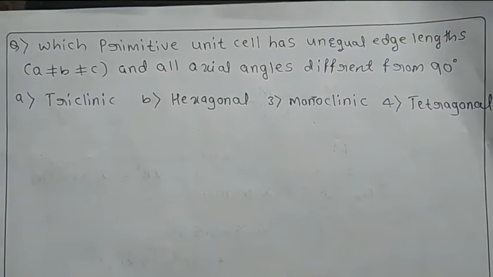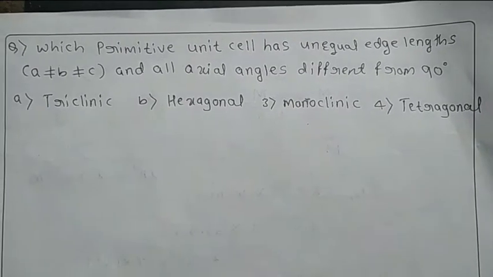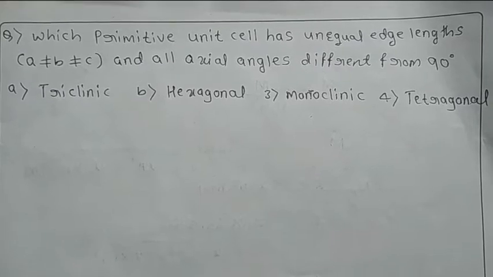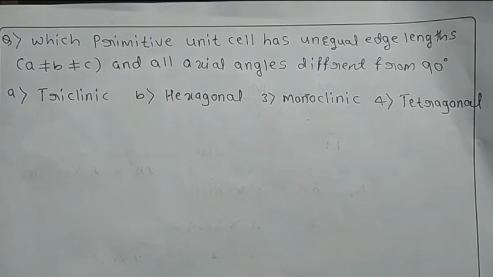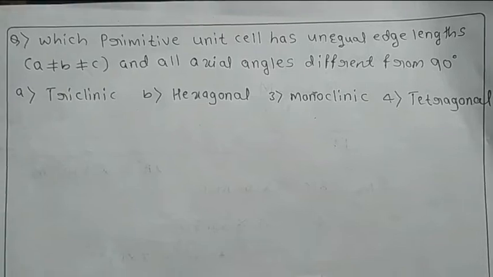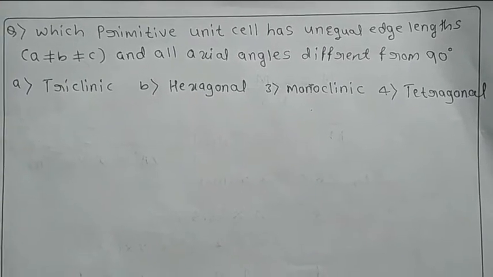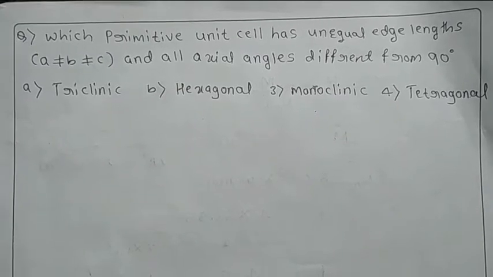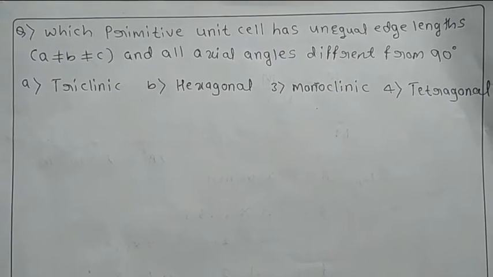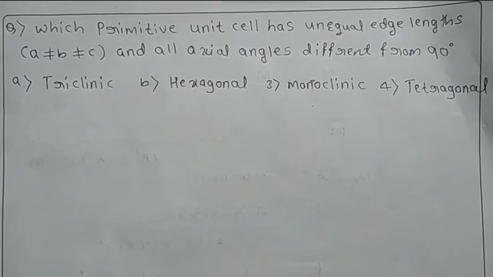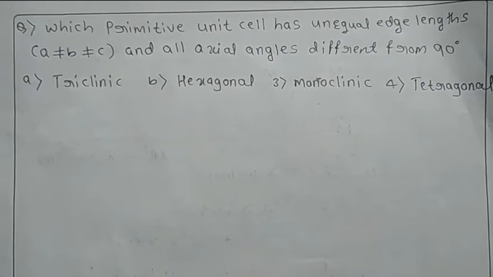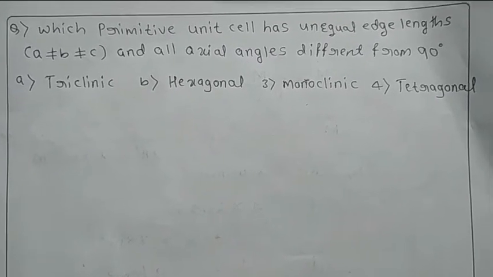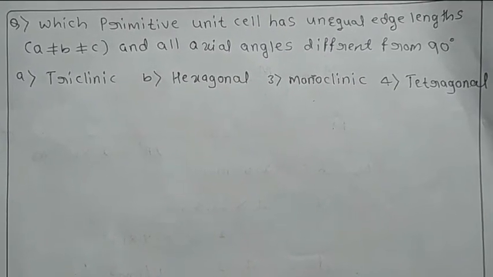And the next question is simple. Which primitive unit cell has unequal edge lengths and all axial angles are different from 90 degree? I have already given you one trick for solving this type of questions. Options are given like this: triclinic, hexagonal, monoclinic and tetragonal. I think you remember that trick. By using that trick, you can easily solve this type of problems.